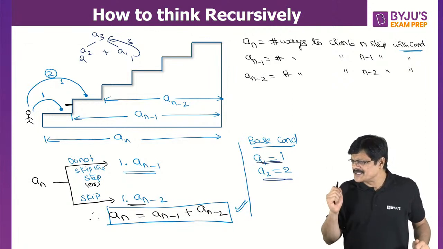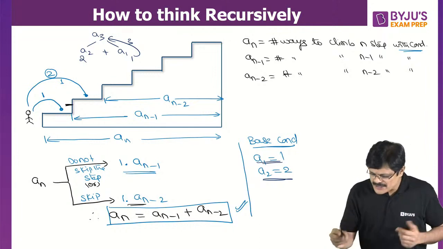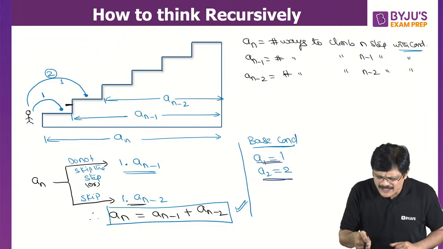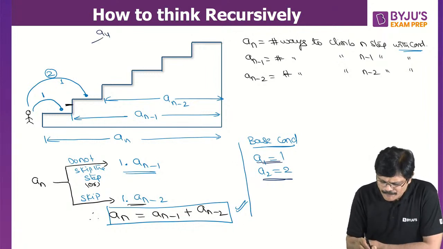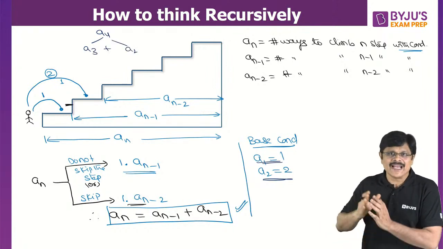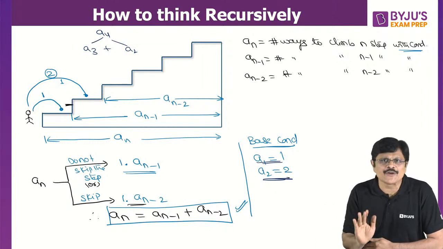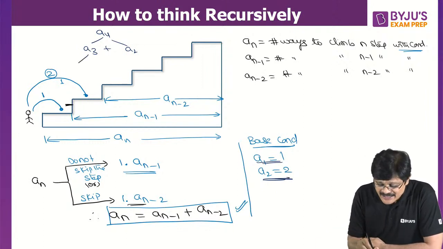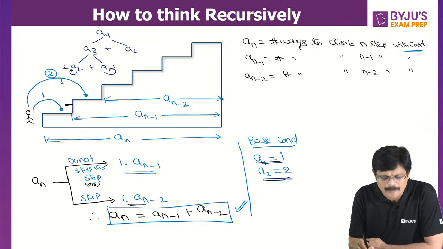Did you understand this? Good. This is the idea. Of course, if you want A4, what does A4 do? A4 will call A3 and A2. A2 is the base, meaning the base condition has been reached, so it will not call anything and directly returns the value. What does A3 do? It will call A2 and A1. A2 returns its value, 2. A1 returns its value, 1. 2 + 1 is 3.